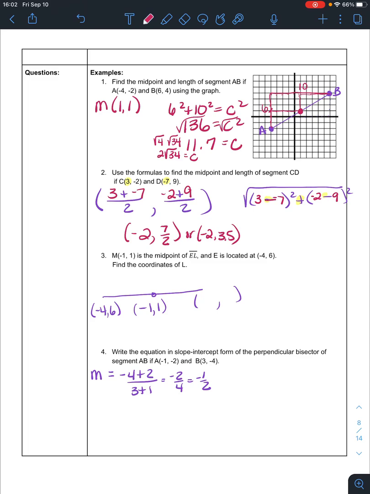So I'm going to fix this double negative here. Keep that square root. So 3 plus 7 is 10, so that would be 10 squared, plus negative 2 minus 9 is negative 11 squared. Be very careful if you're going to do this on your calculator. It has to be typed in like that with parentheses. So then I have the square root of 10 squared is 100. Negative 11 squared, be sure you type in the negative also in parentheses, is 121.